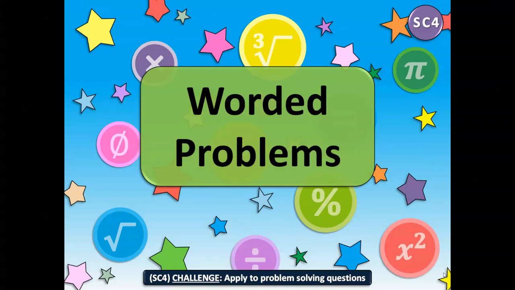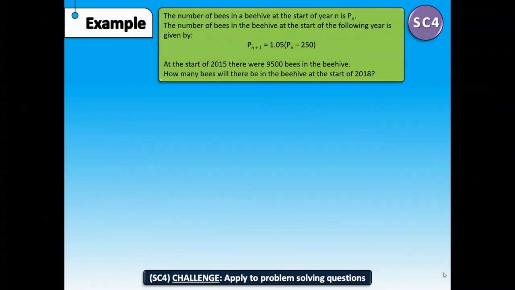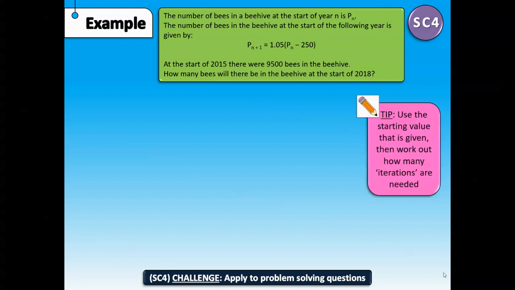So now we're going to have a look at some worded problems. The number of bees in a beehive at the start of the year n is Pn. The number of bees in a beehive at the start of the following year is given by the equation P(n+1) equals 1.05 times Pn minus 250. At the start of 2015, there were 9,500 bees in the beehive. So how many bees will there be in the beehive at the start of 2018? So use the starting value that is given and then work out how many iterations are needed.